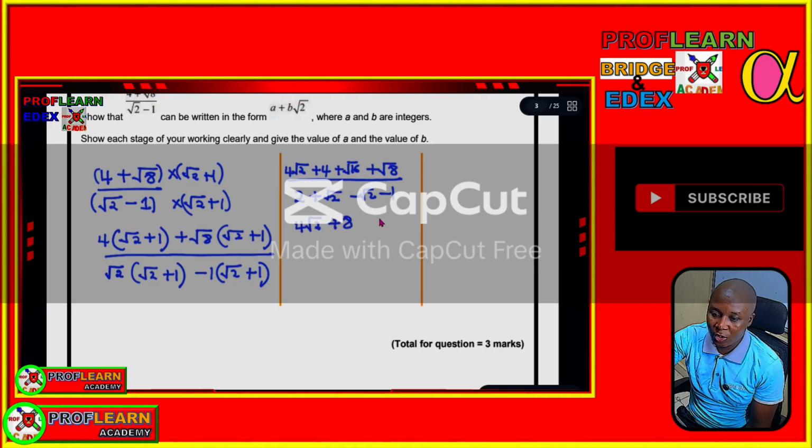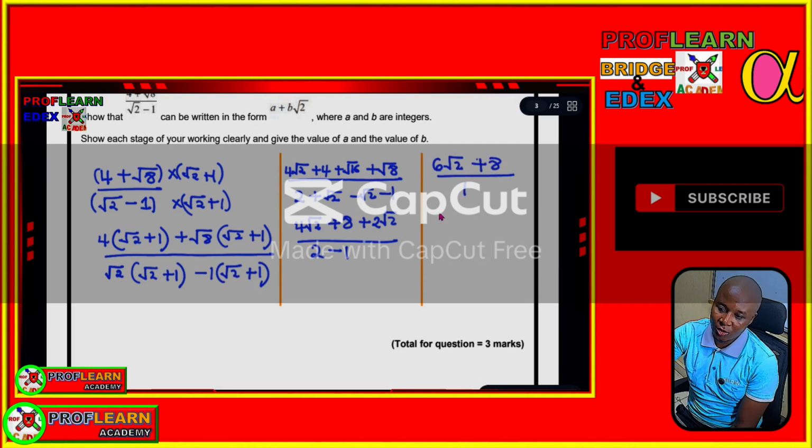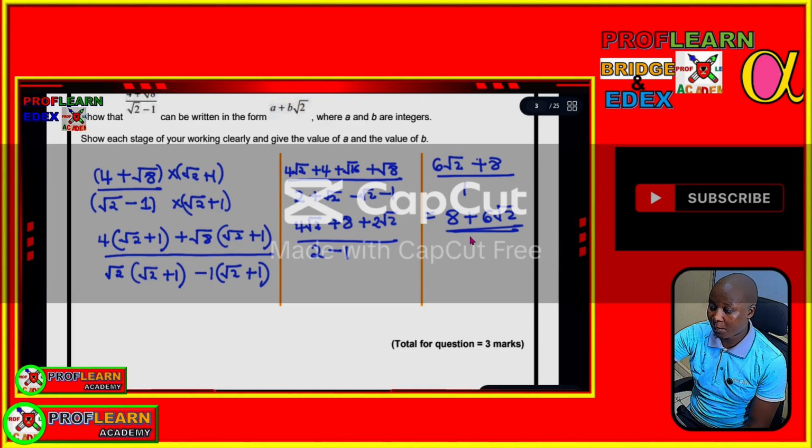And now we are going to simplify whatever we have here. We shall have 4 root 2 plus 2 root 2 is going to give us 6 root 2 plus 8 over 1. And this is going to translate to 8 plus 6 root 2 as our final answer. So basically, that's what you are supposed to do in that particular question.